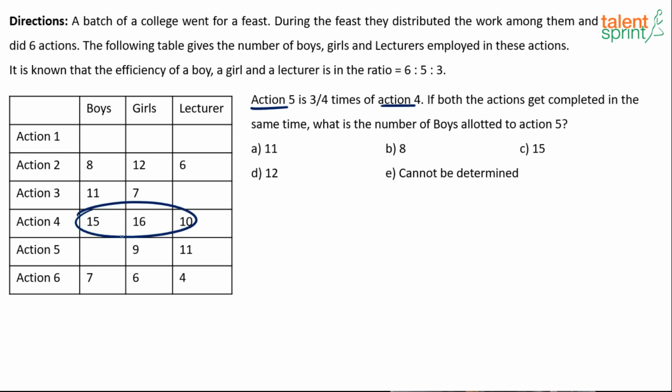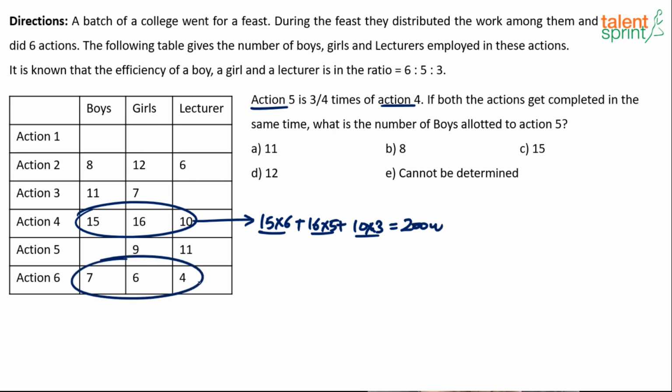Let's find out the number of units done by this group per day. How much will that be? 15 into 6 plus 16 into 5 plus 10 into 3. This should be fairly simple, right? We've already covered this concept in the last question as well. So how much will this come out to be? This is 90, this is 80, 90 and 80 is 170, and this is 30, so 200. So this group can do 200 units per day.